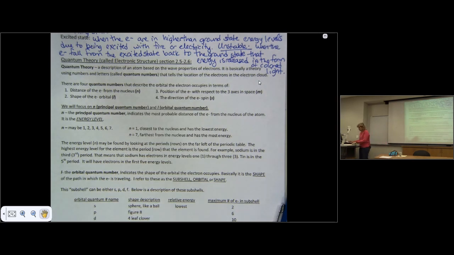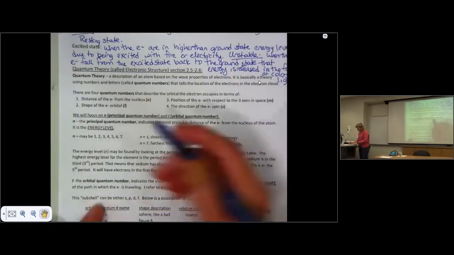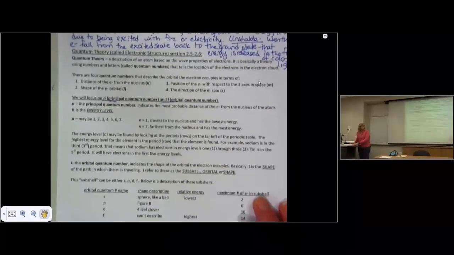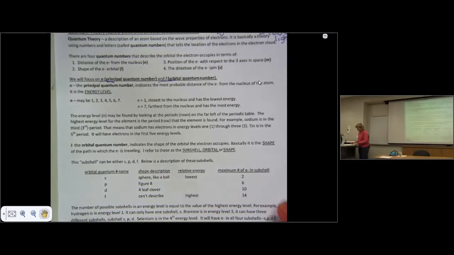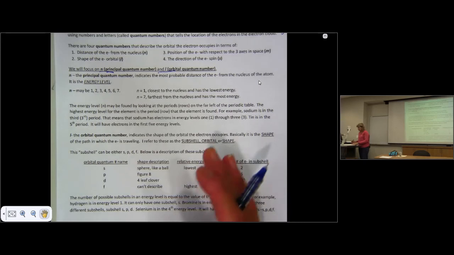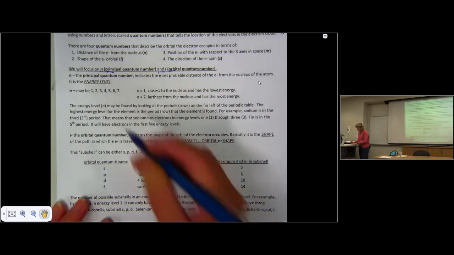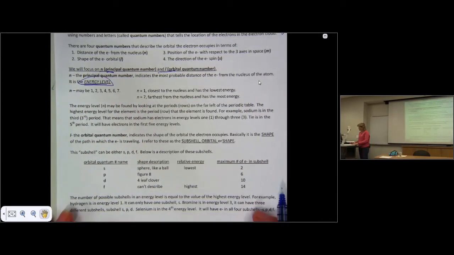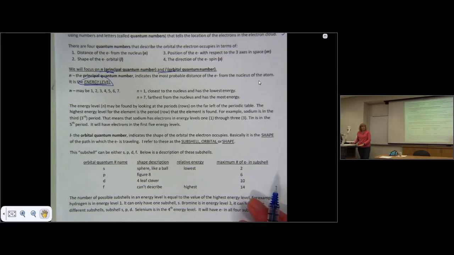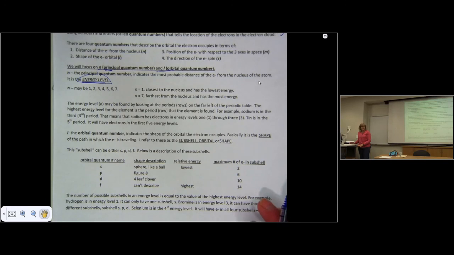We're going to focus on the principal quantum number and the orbital quantum number. That's our main focus. So let's talk first about the principal quantum number. And the great thing is I've already talked about it today. The principal quantum number is basically the energy level. If I had one word I would say remember here, or one phrase, it's called energy level. The principal quantum number is the energy level.